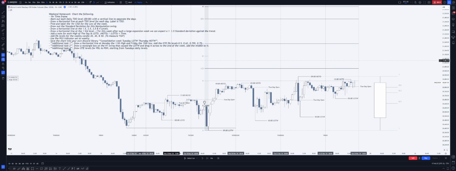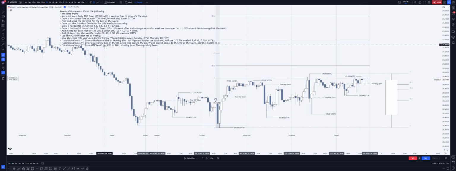Okay, now you can save the chart into your Discord library, and we'll be calling this one a consolidation week, Tuesday low of the week and Thursday high of the week. Let's look at the additional tasks.